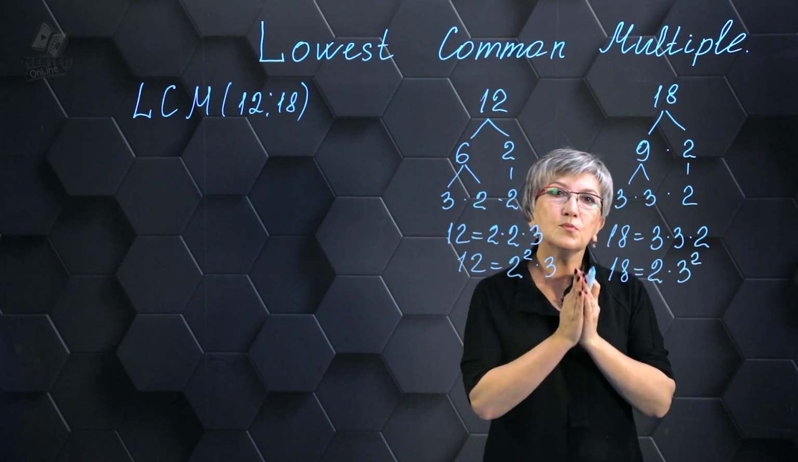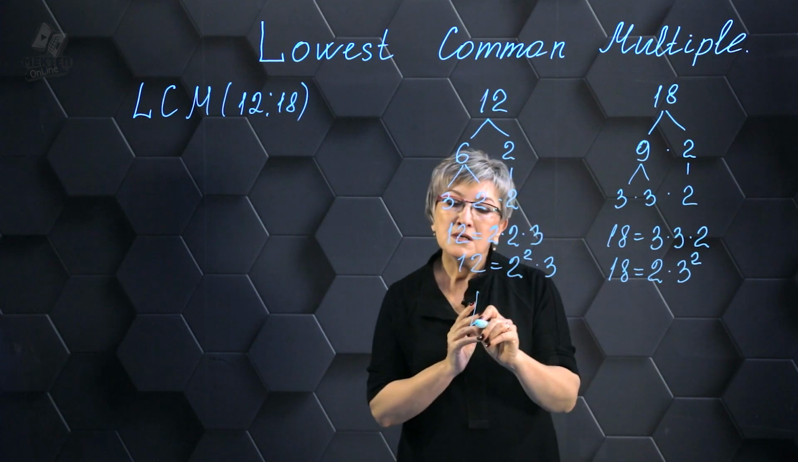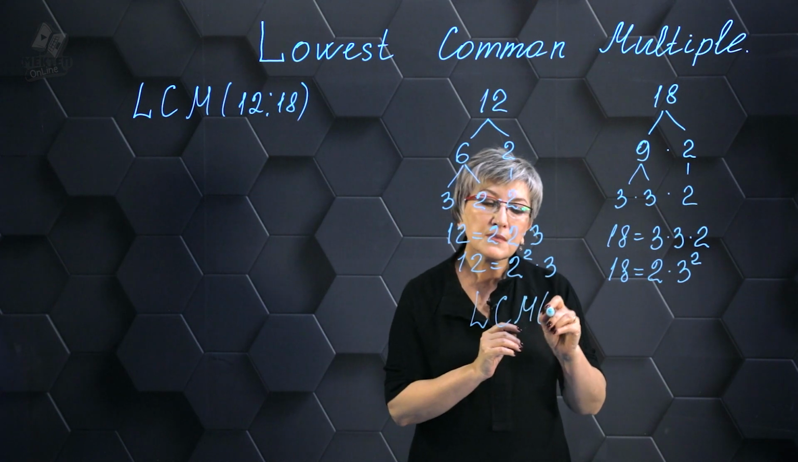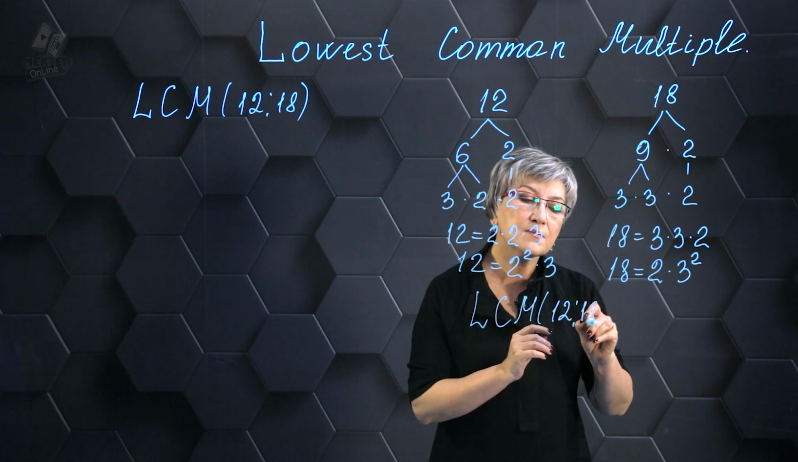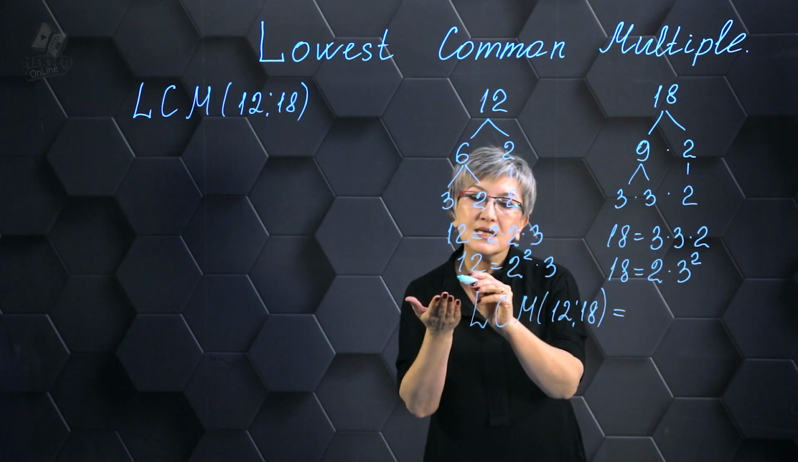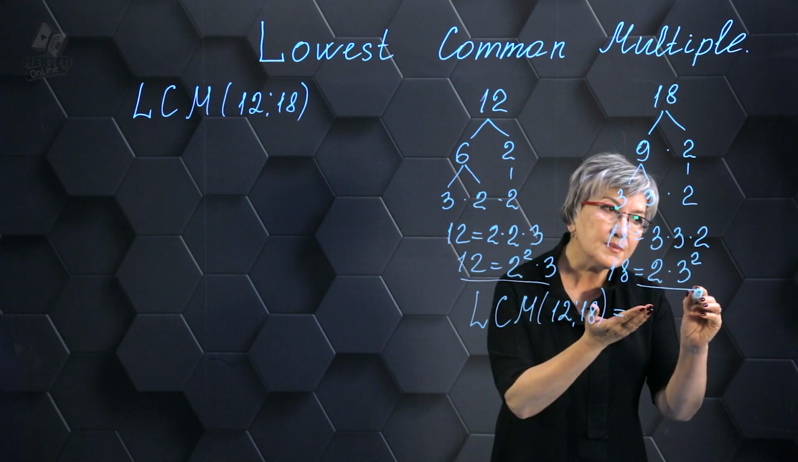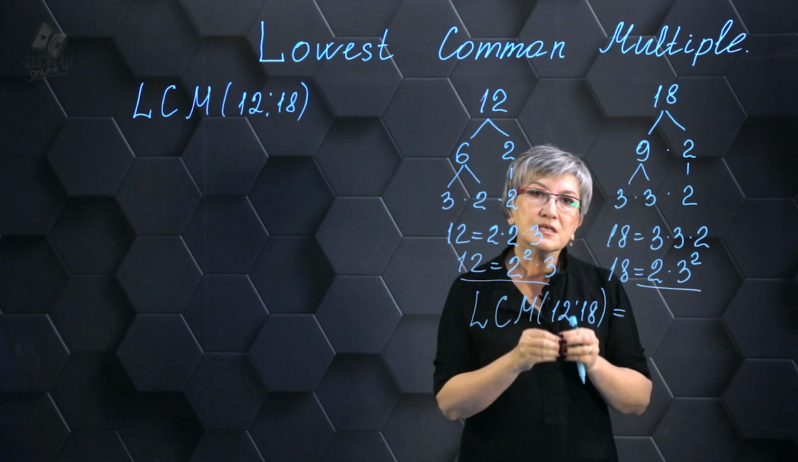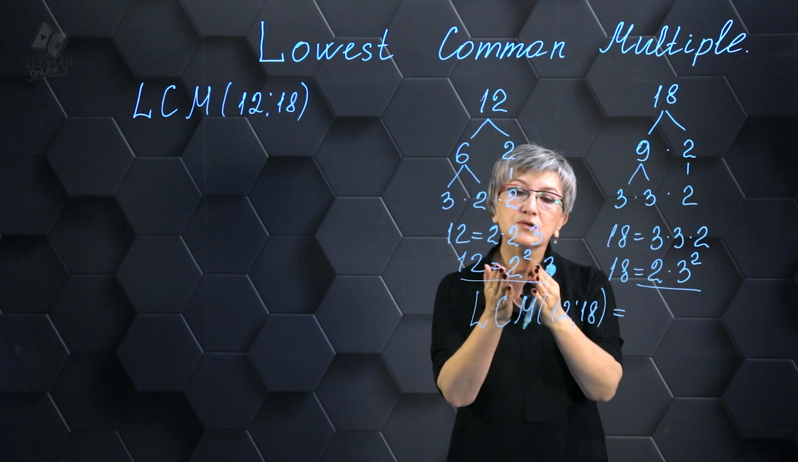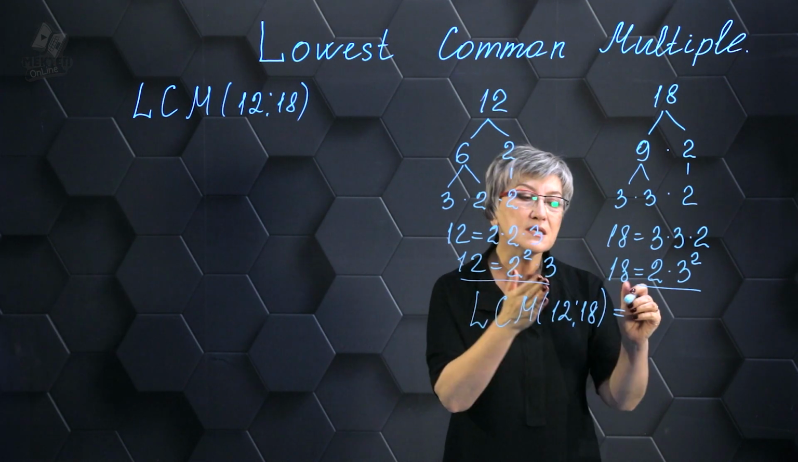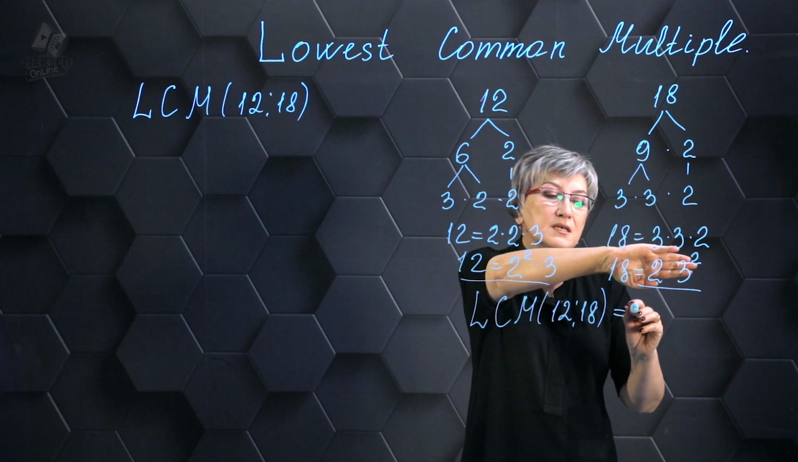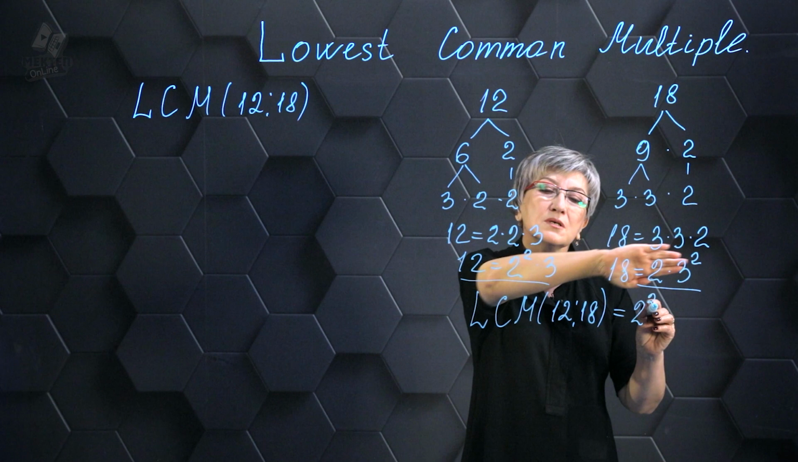Now, to find the least common multiple of our numbers 12 and 18, what do I do, guys? From this record, I choose the numbers with the highest power. So look here, 2 squared, I write down this number. To find the least common multiple, we need to identify the prime factors of each number and then multiply the highest power of each factor. The prime factors of 12 are 2 squared and 3, while the prime factors of 18 are 2 and 3 squared.